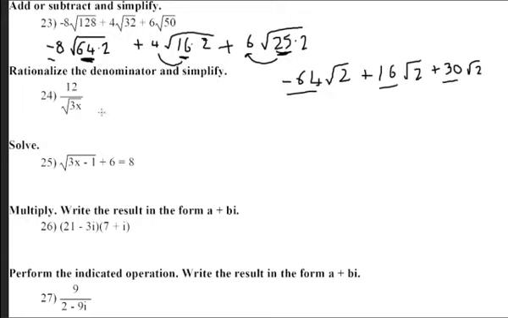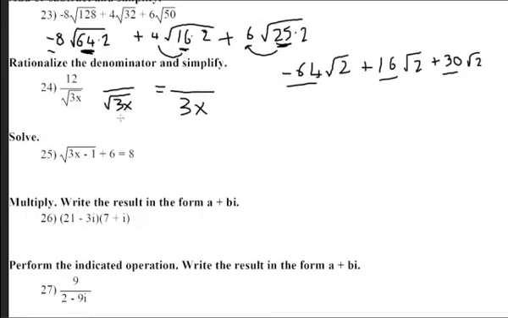Rationalize denominators. This means multiply it by another root 3x, because root 3x times root 3x is 3x. That's why we do it. There's no square root sign now. But don't forget, to the bottom, got to do it to the top. So 12 times root 3x is just 12 root 3x. I can't do anything about that. That's all I can do.